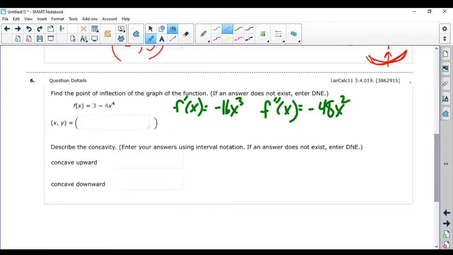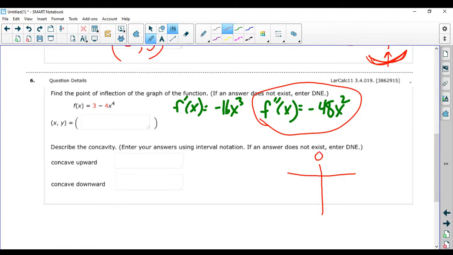The next one, same question, but the second derivative is this. So the place where the second derivative equals 0 is only at x equals 0. I'm going to plug in the second derivative at, say, -1, and the second derivative at +1. And you can see from the second derivative, it's a -48x squared. That's always going to be negative. So it's actually never concave up.